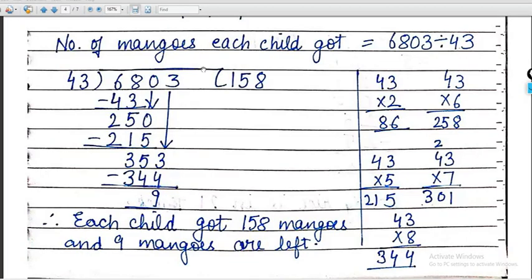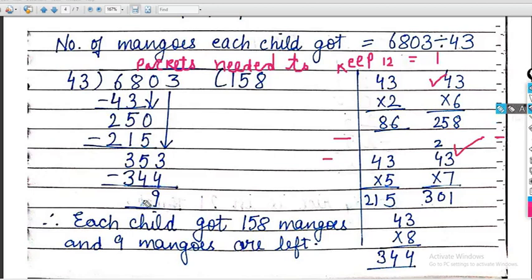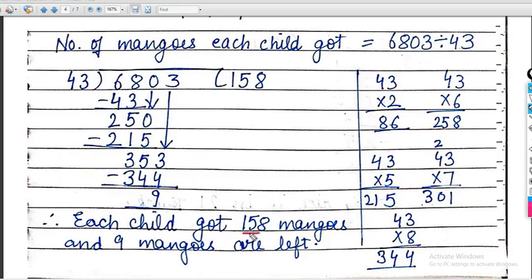Yes, students, you can see that when we are dividing 6,803 mangoes into 43 kids, after dividing we are getting 9 as a remainder. So that means you will simply write, what are you going to write? Each child will get 158 mangoes because we have done the division, and 9 mangoes are left over. 9 mangoes are undivided. Okay, these are not divided, these are left over. Because if this becomes 43, then it goes to one more child, right? Because this is less than 43. Okay students, now see the next question.